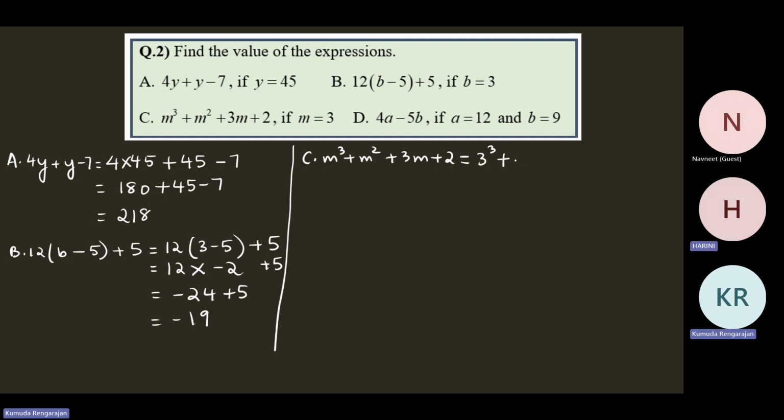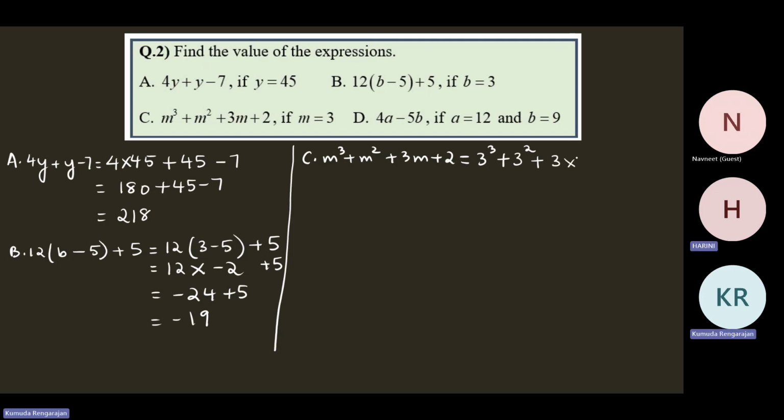Plus, what is m squared? 3 squared, ma'am. Then plus, what is 3m? 3m means 3 into m. Plus 3 into m plus 2.